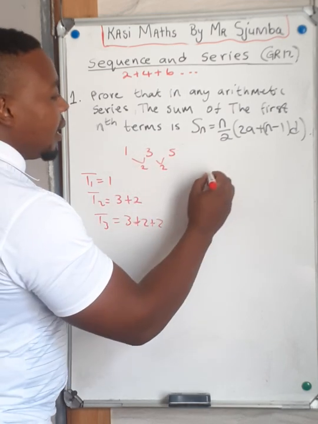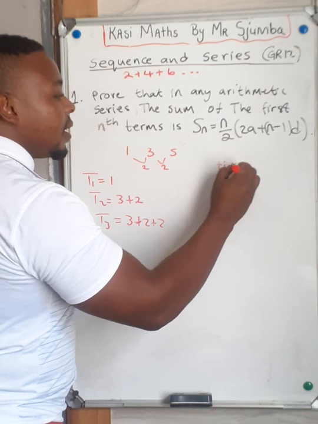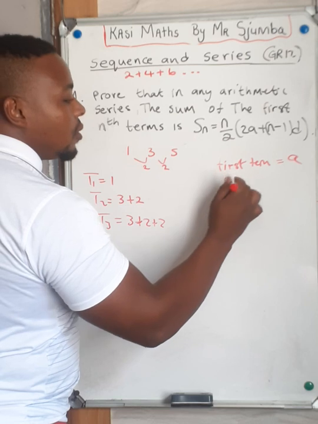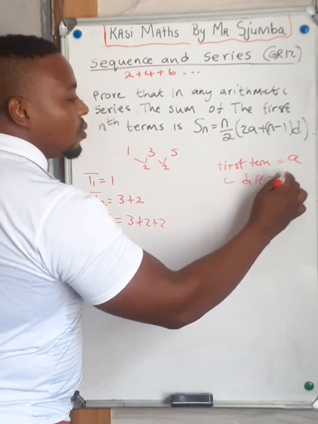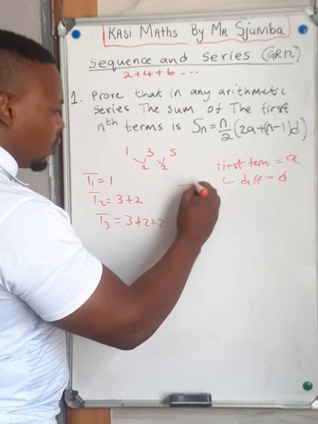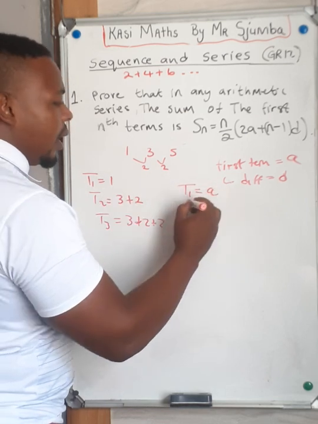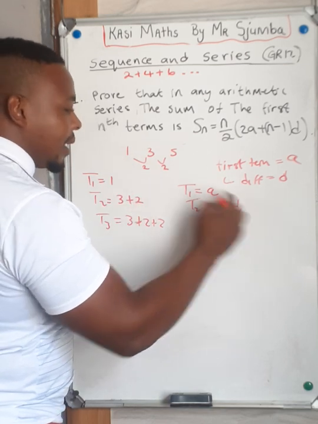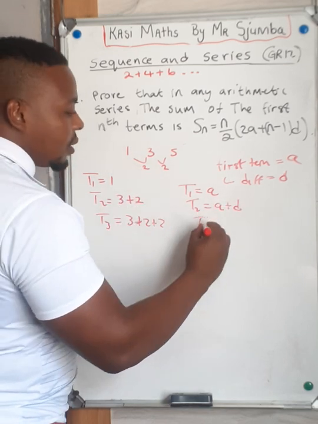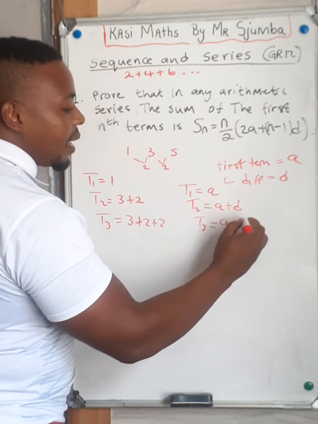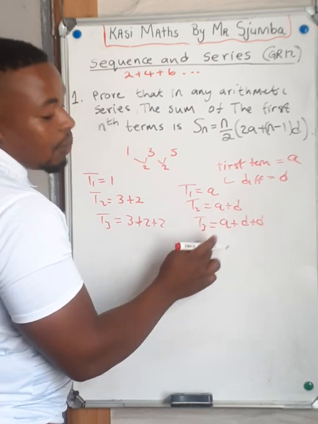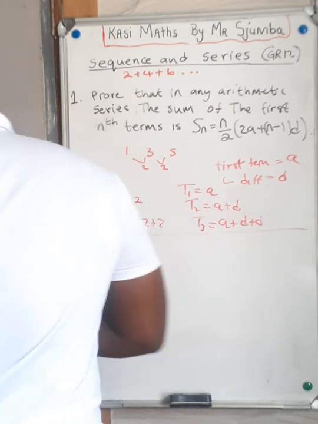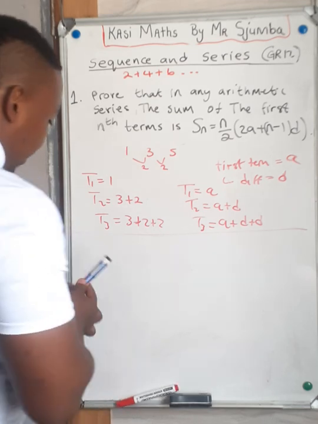We're going to say the first term we call a, then the common difference we call d. So term 1 equals a, term 2 will be a, which is the first term, plus the difference, which is 2. Term 3 will equal a plus 2 differences. Term 4 is 3 differences, and so on. So let's get into the formula here.